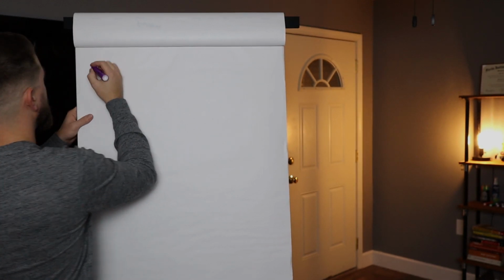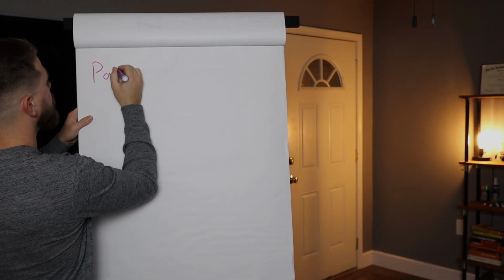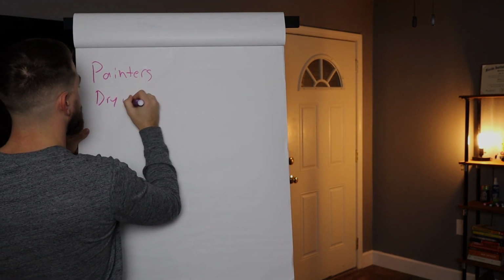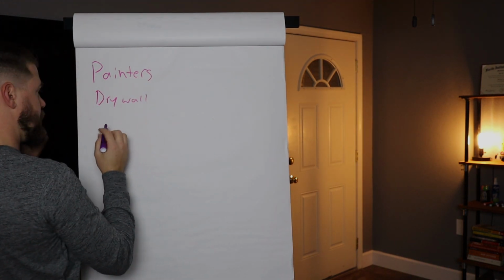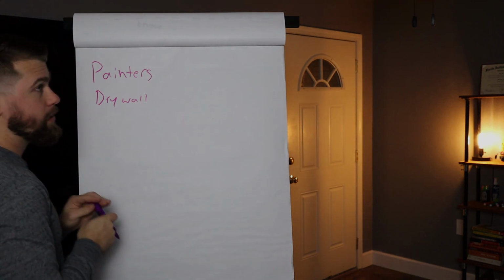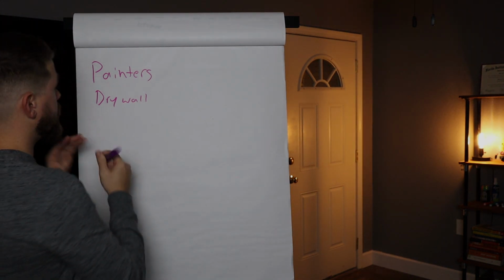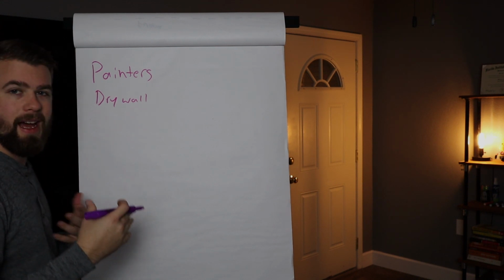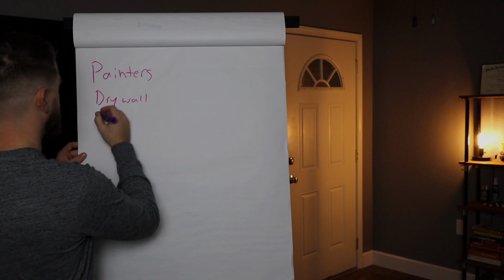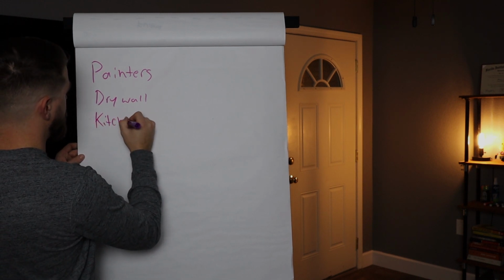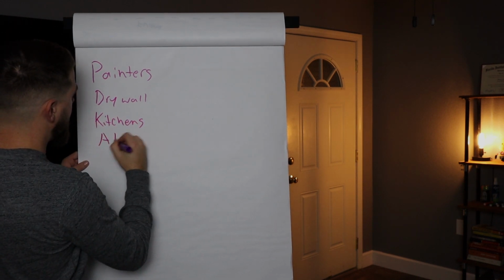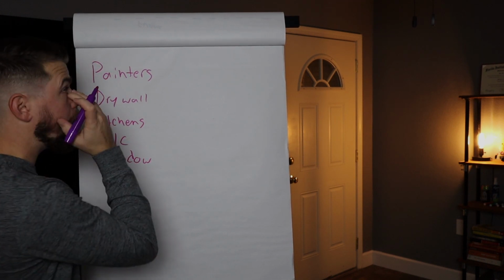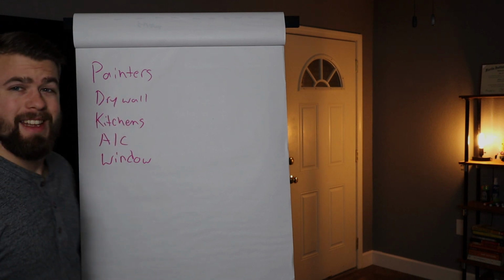what you're gonna do is you're gonna go out and you're gonna talk to painters. You're gonna talk to drywall guys. You're gonna go to granite places or places that have kitchens, an HVAC guy, a window guy. What else? There's a whole list of them. It's gonna be in the Excel document.